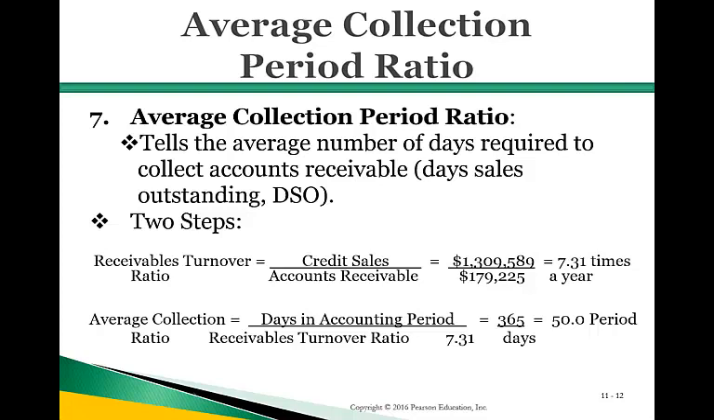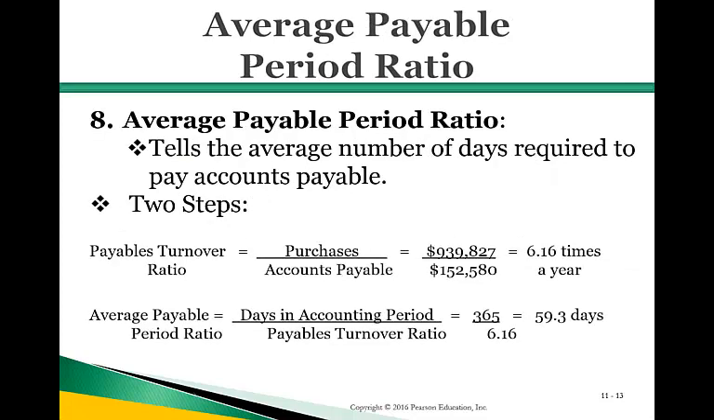So typical terms on collection in this instance would be 30 days, net 30. So this is slow because it's taking Sam's 50 days, and it should be taking more like 30 days to collect the accounts receivables.